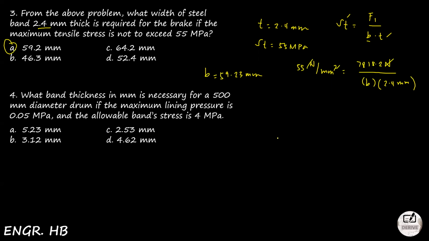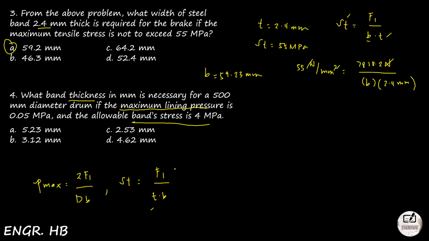lining pressure is 0.05 megapascals and the allowable band stress is 4 megapascals. So dalawang megapascal ang given. Isa yung maximum lining pressure at isa yung allowable band stress. So how are we going to get the thickness? So meron dito tayong formula na Pmax is equal to 2F1 over DB, and at the same time we have the maximum tensile stress of F1 over TB naman, thickness times width. So I will replace this as capital D to avoid confusion. So hinahanap is thickness.